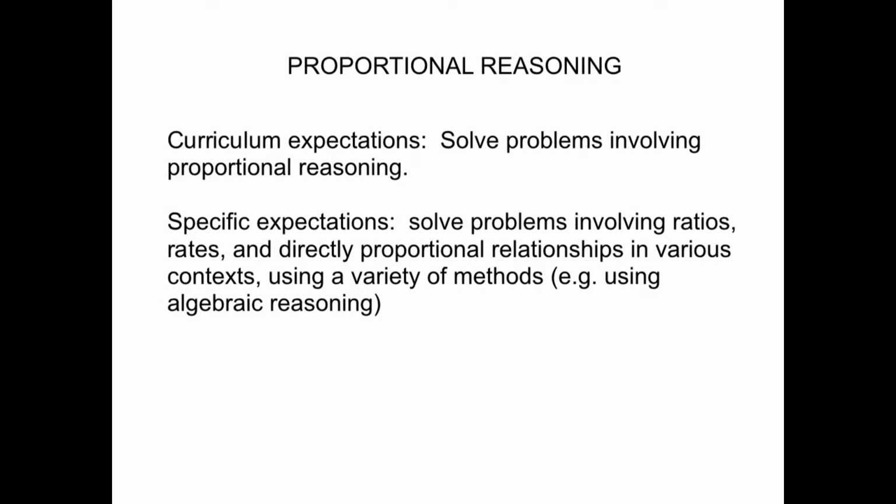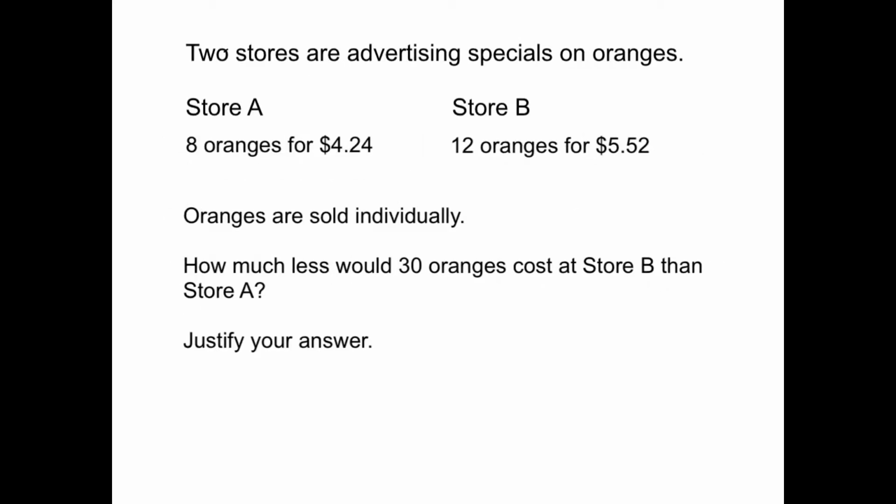Today we're going to be solving a problem that involves proportional reasoning. And to solve this problem, we're going to use algebraic reasoning. The question we are looking at says that two stores are advertising specials on oranges. Store A charges $4.24 for 8 oranges, and Store B charges $5.52 for 12 oranges.